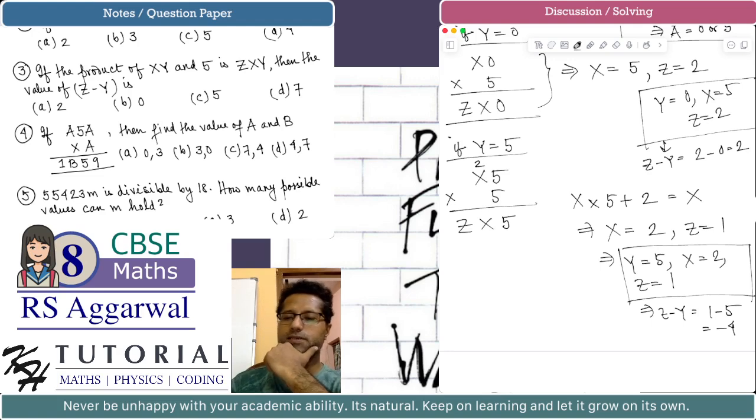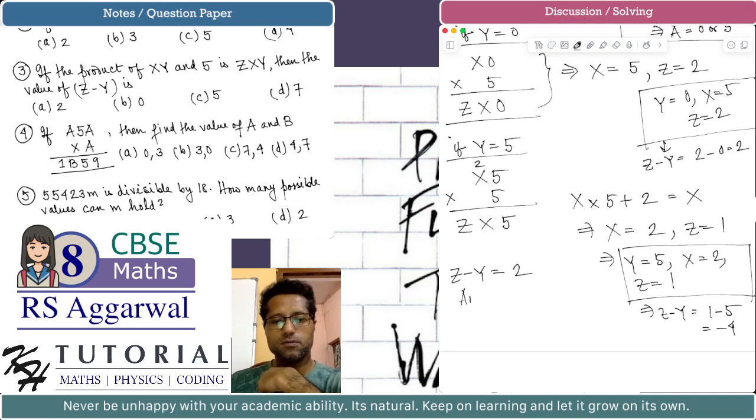So if y is equal to 5, the only solution we are getting is x equals 2, and in that case z equals 1. For this solution, z minus y is minus 4, and minus 4 is not an option. So the only solution where z minus y matches the given choices is z minus y equals 2. So the correct choice is A. A is the correct choice.